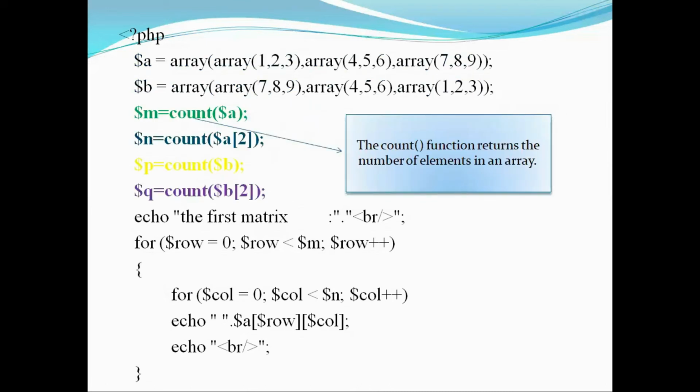Next, we used one function called the count function. What is the use of that count function? This function returns the number of elements in an array. The syntax is count(array, mode), but we are using only one parameter, that is the array name, which is required and specifies the array, whereas the mode is an optional parameter, which specifies the mode. The possible values are 0, which is the default and does not count all elements of multidimensional arrays.